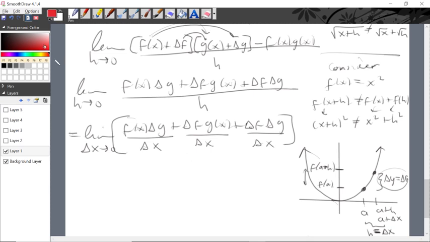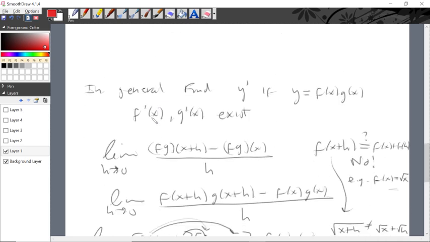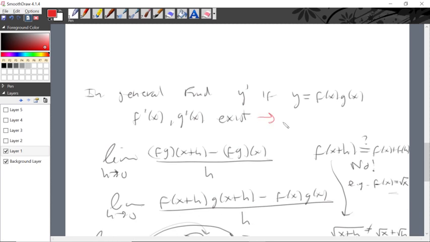Okay. Now take a look closely inside of each of these terms. This first term we have delta g over delta x. But what is delta g over delta x? Well, we already said that g prime of x existed. If g prime of x exists, that means that g prime of x is equal to the limit as delta x approaches 0 of delta g over delta x. And that's what we're looking at here.